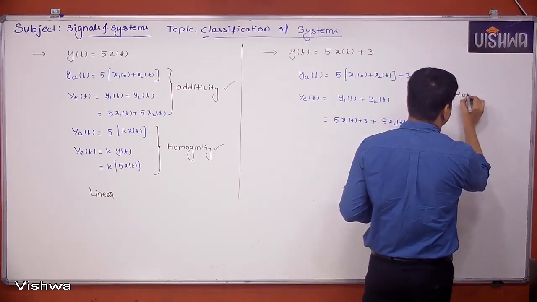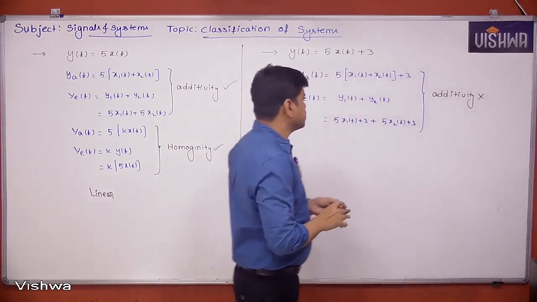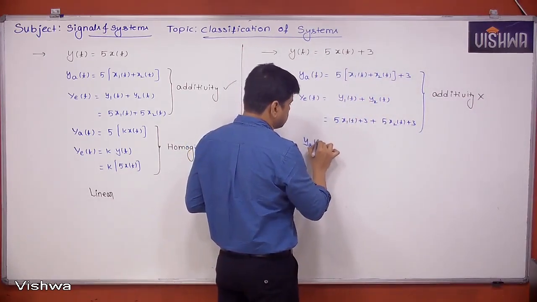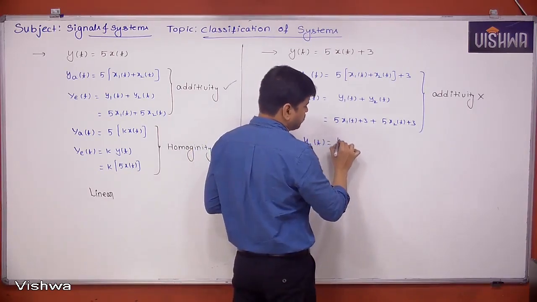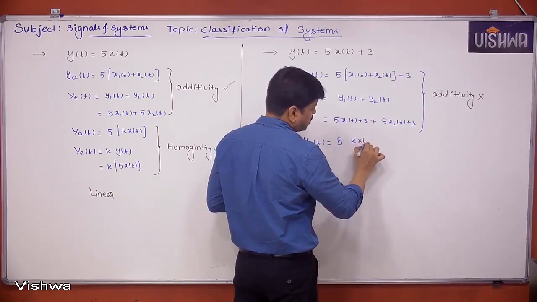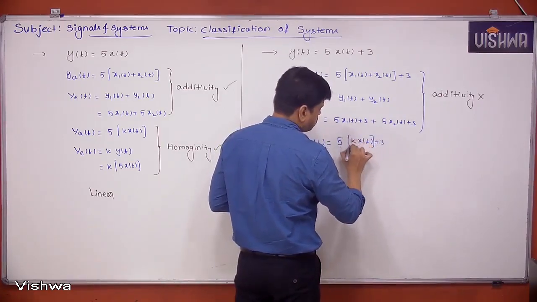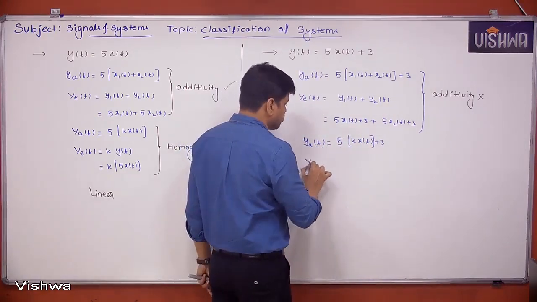Additivity does not satisfy. Next, if I go with the homogeneity, the actual output is, wherever x is there, that has to be replaced with kx: 5kx of t plus 3.